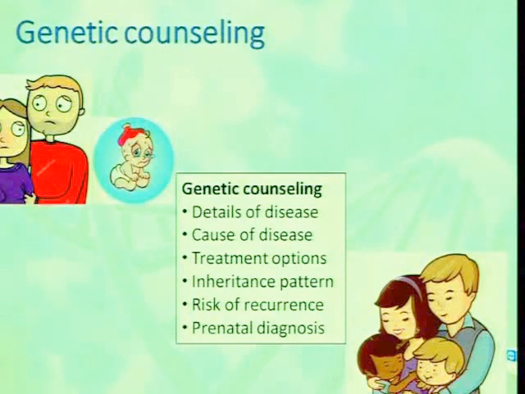So genetic counseling is what we do, where we tell the family about the details of the disease by doing the diagnosis, the cause of the disease, and whether any treatment options are available. It is very important to tell them if treatment is not available. That is also very important. Otherwise they go doctor hopping here and there. We tell the inheritance pattern, the risk of recurrence, whether prenatal diagnosis can be done, and ultimately we hope that a happy family can be formed.